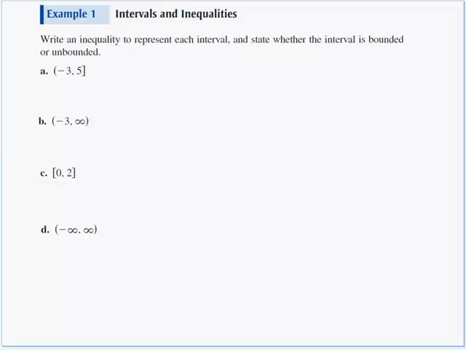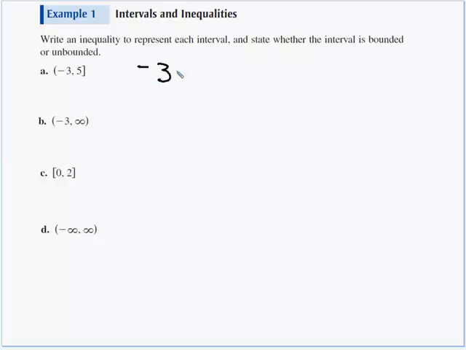So here in example 1, intervals and inequalities. Write an inequality that represents the interval, and then state whether the interval is bounded or unbounded. So I look at the first one here, and I see I have two numbers, negative 3 on the left, 5 on the right. So I know those are sort of my bookends.